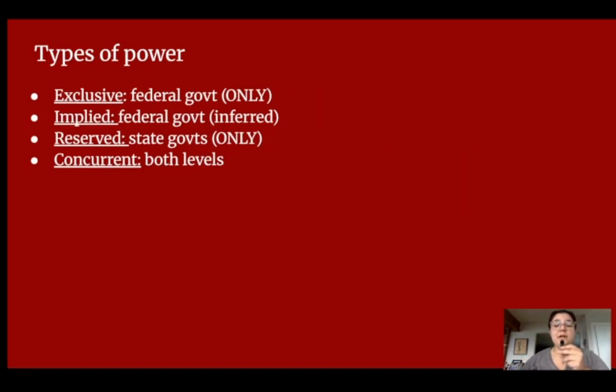So there are 4 types of power that exist in this federal system: exclusive, implied, reserved, and concurrent. Exclusive means it's only applied to the federal government. Implied, it's inferred only to the federal government through the Necessary and Proper Clause. This allows Congress to make laws that are essential for them to do their job. Reserved, it is only to the state governments. And concurrent, it is both federal and state governments at the same time.